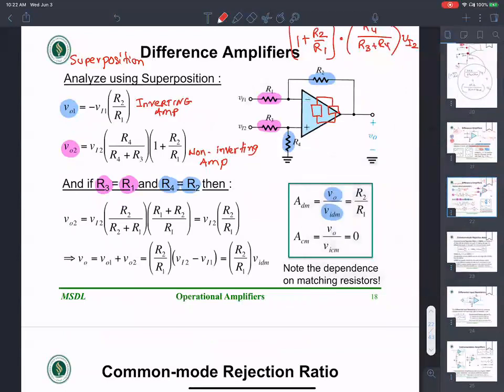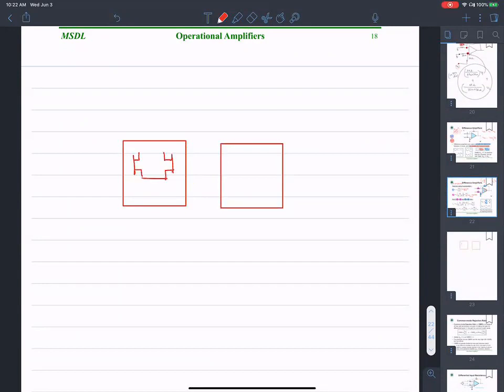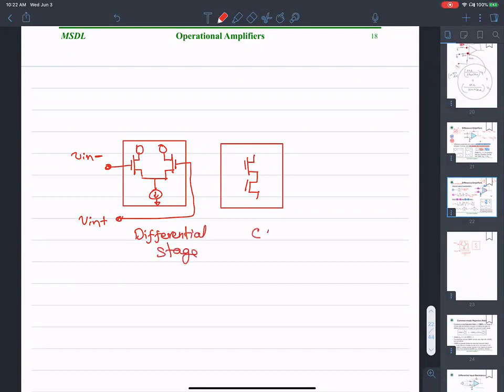So let me add a page here. What is sitting inside this op-amp is typically two stages of transistor amplifiers. There is a differential stage, and there is a common source stage. In the differential stage, one of the inputs, V input negative, goes into one transistor, and V input positive goes into the gate of the other transistor. There's again a common current source over here, and some load sitting over there. So this is the differential stage, followed by a common source stage.